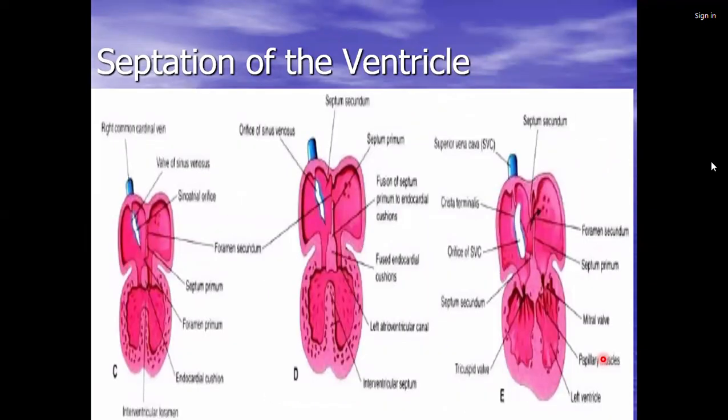What about the ventricles? What happens in the ventricles? In the ventricles, we usually have right and left ventricle, but we start with a common ventricle. In the lumen of the common ventricle, we have growth of the endocardial cushions, which are neural crest derived. These endocardial cushions grow towards the midline and separate the ventricle into two parts, right and left ventricle.